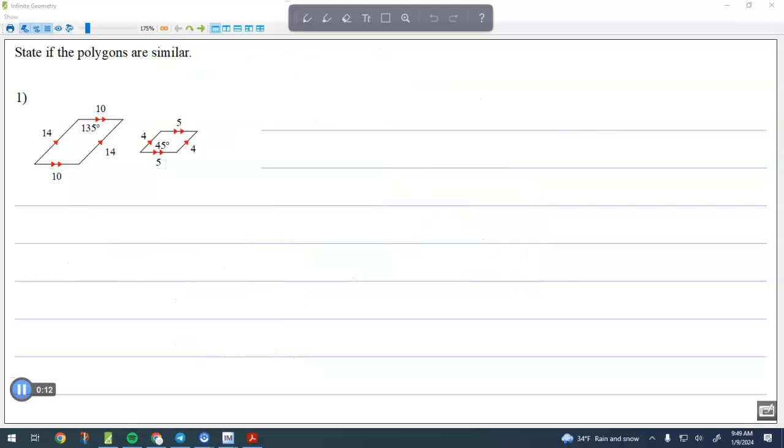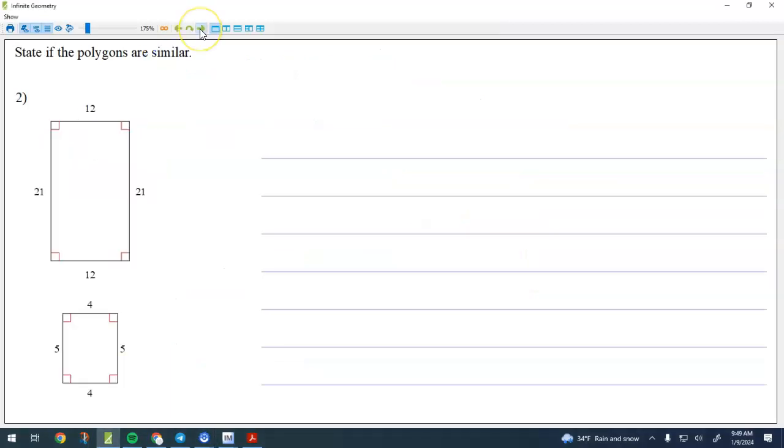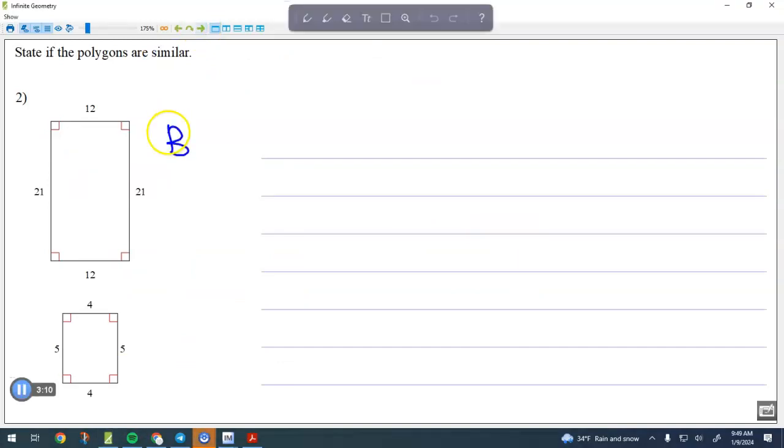All right, let's look at 2. I'm always going to write big over small. As soon as I see similar, that's the main idea. And then I'm going to go top versus top, right versus right, bottom versus bottom, left versus left. So top, those are both on top. The big one's 12, the small one's 4. And if I divide those, what am I going to get? I'm going to get 3.